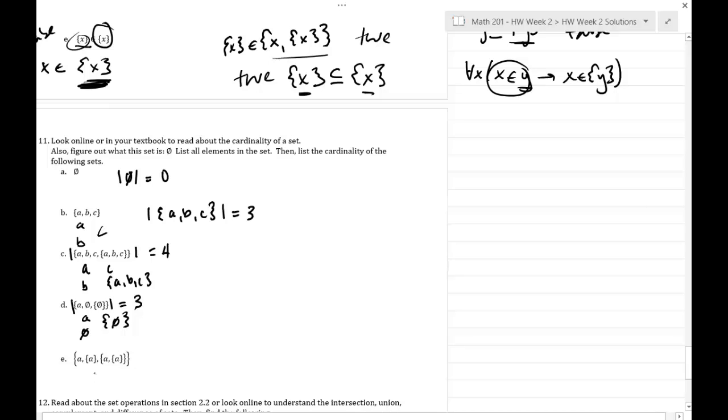Part E looks like we've got 3 elements. A is an element, the set containing A is an element, and the set containing the set containing A is an element. So the cardinality of this is 3.